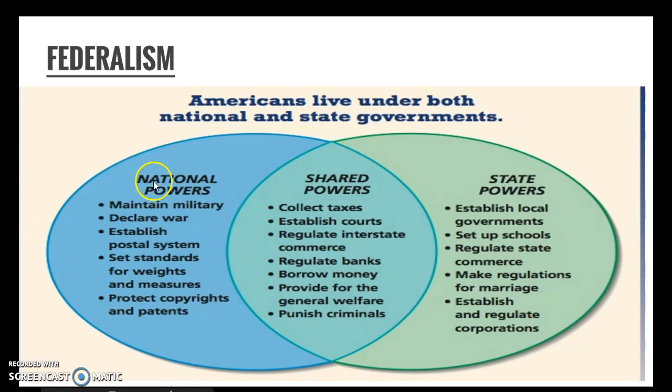The national powers, the powers that the federal and national government has, are called expressed powers. They are directly written in the Constitution, and they are given to the federal government. Those powers include keeping a military, declaring war, establishing a post office, setting standards for weights and measures, like how much your money is worth. Coining money would be another one. Protecting copyrights and patent laws. Those are all express federal powers.